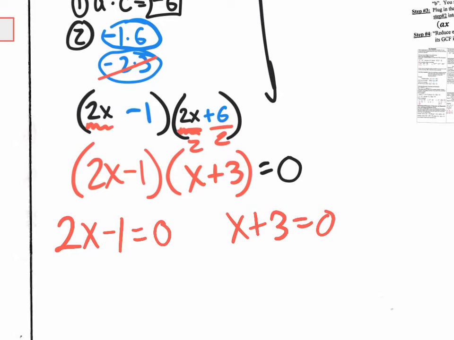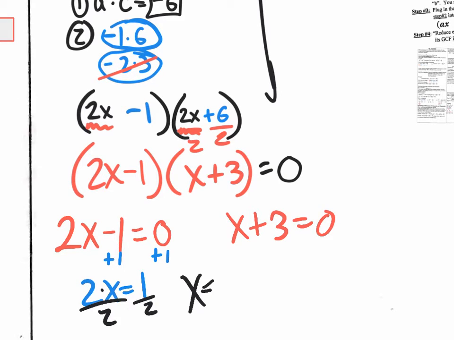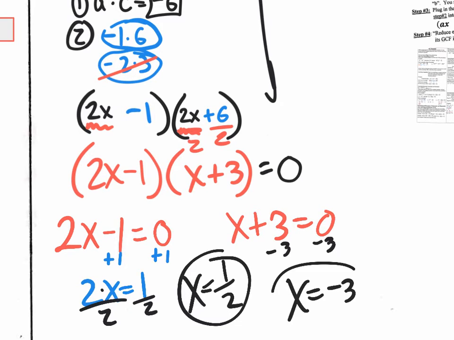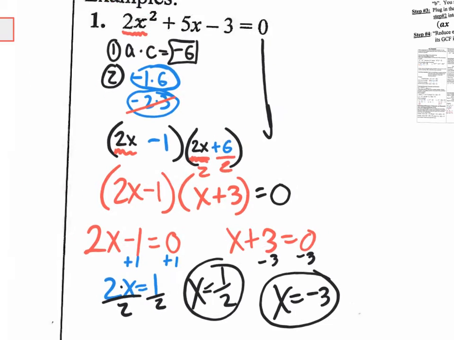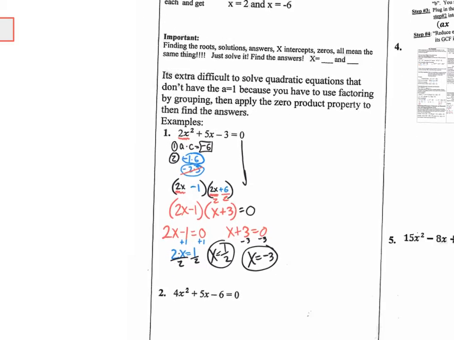So I wrote each of those binomials, set them each equal to 0. Now we're going to solve plus 1, 2x equals 1. X equals 1/2. And on the other one, subtract 3, x does equal negative 3. So those are your two answers for that one. So that's pretty much a review of everything we've done so far.